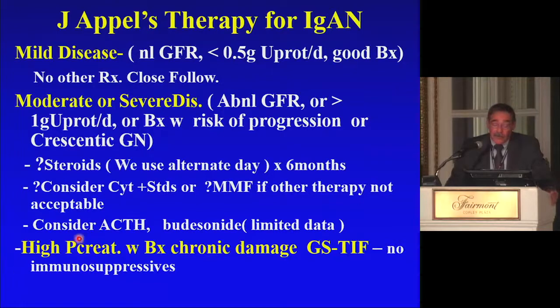The most important thing is if you have a high creatinine and the biopsy all has glomerulosclerosis and tubulointerstitial fibrosis, don't use immunosuppression in that patient. It is very unlikely you're going to help them. Save the immunosuppression for transplant.